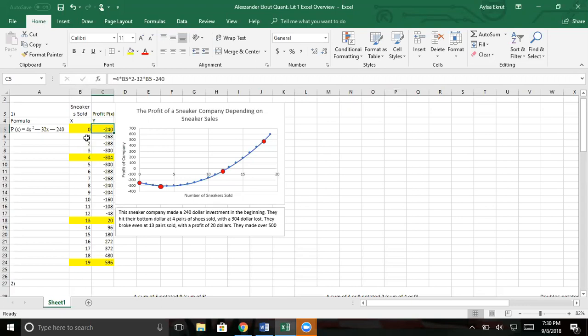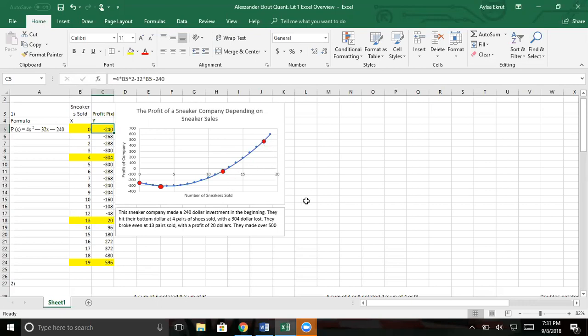We knew that in the beginning, they started with an investment of $240, which is the y-intercept, right here. Their lowest point was negative $304, which happened when they sold 4 pairs of shoes, highlighted right here. They finally made a profit when they sold 13 pairs of shoes and made $20, highlighted here. They crossed the 500 threshold after they sold 19 pairs and made $596, highlighted right here.